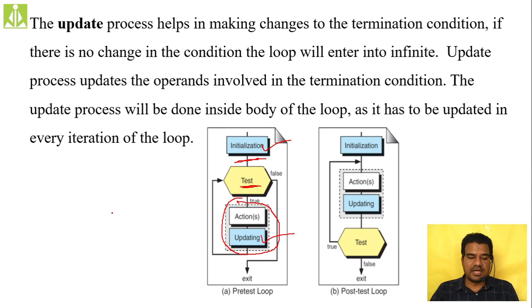You can see in this particular flow chart, when the condition becomes false, it comes out of the body. It is not going to the body and executing the body. It is simply coming out of the loop. It is checking the condition here, the test. And if the test is false, it is simply exiting. It is not going to the body.